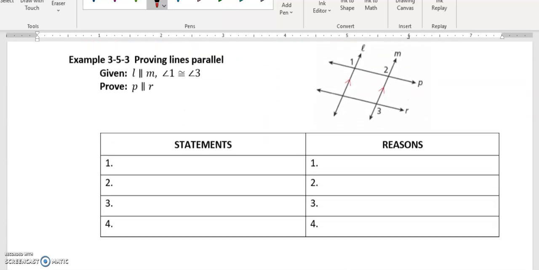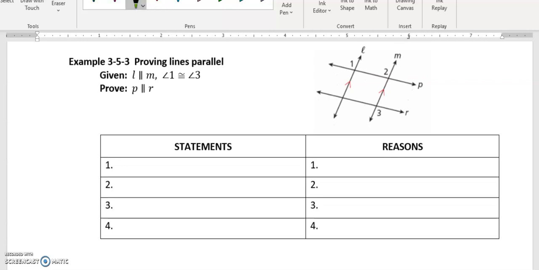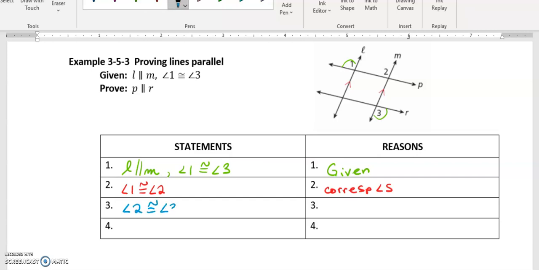Okay, so now we're going to prove some lines are parallel with what we are given. So we are given that L is parallel to M, and we are given that angle 1 is congruent to angle 3. And so we have the parallel marks on there, and we have 1 and 3 are congruent. Well, from there we can say that angles 1 and 2 are congruent because they're corresponding angles. And then from there we can say that angle 2 is congruent to angle 3 by transitive property.